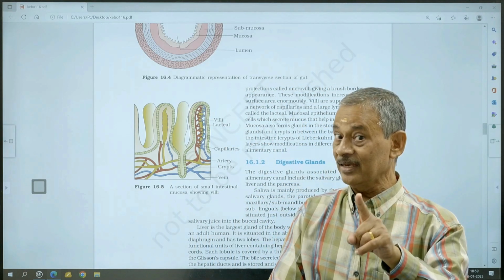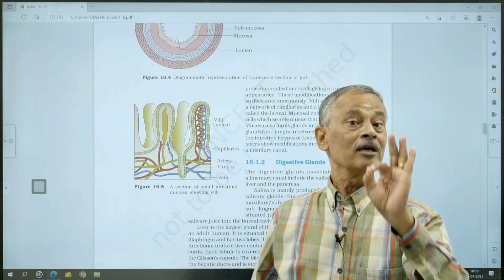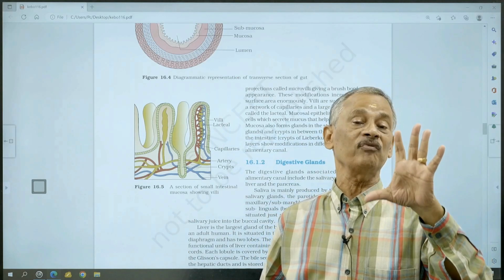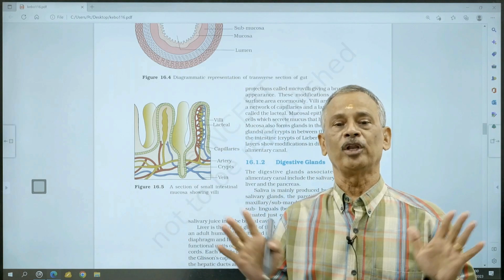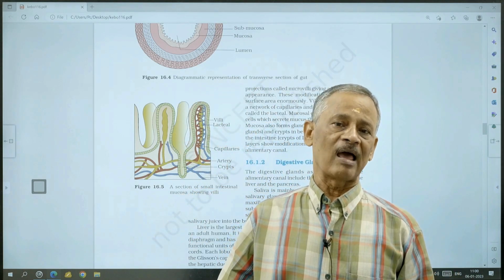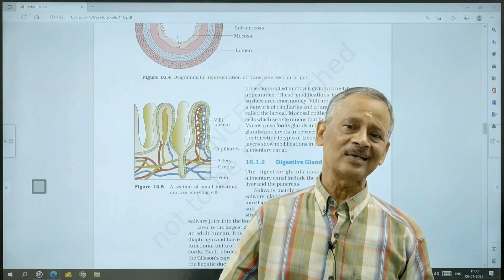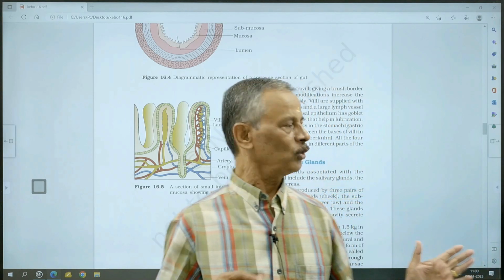But understand, Brunner's gland is the only gland present in the submucosa. It is a modification of the submucosa, and it is present only in the duodenum. Submucosal Brunner's gland produces alkaline secretion. What is their role? We are now going to study.